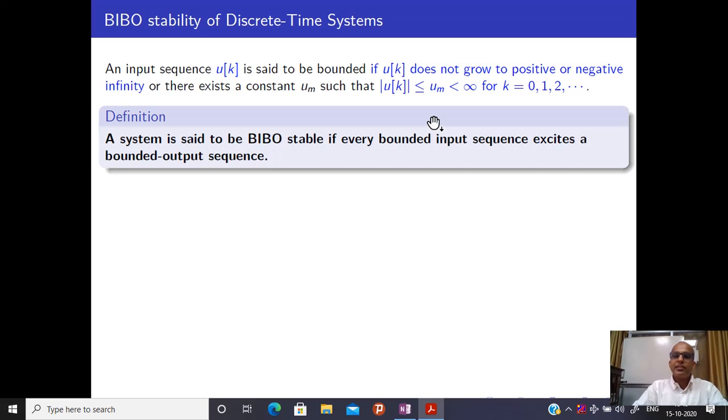Now let us come to the definition of bounded input bounded output stability of a discrete time linear system. A system is said to be bounded input bounded output stable if every bounded input sequence excites a bounded output sequence. Since I only have information about the discrete instants, we are assuming that each discrete instant provides some output in relaxed state. It means initially we are assuming that the system is at rest, and whatever output we obtain should also be bounded.